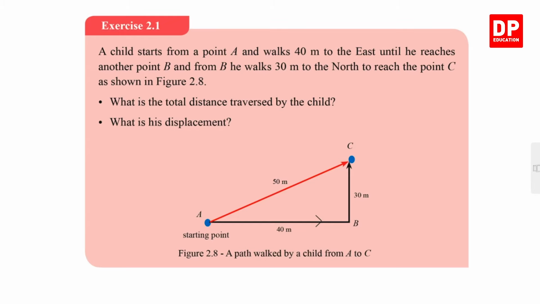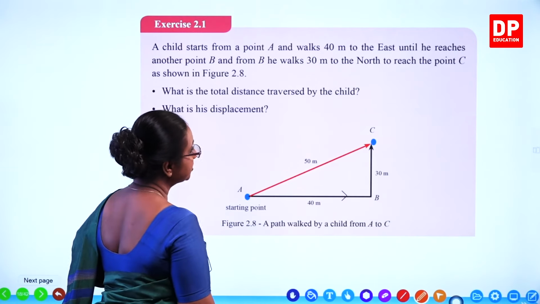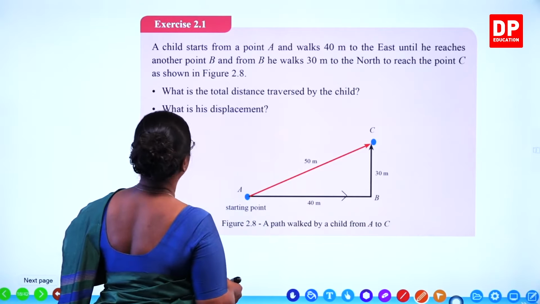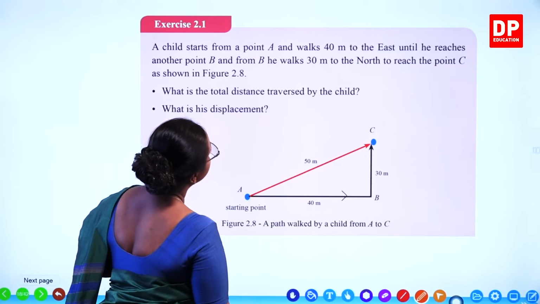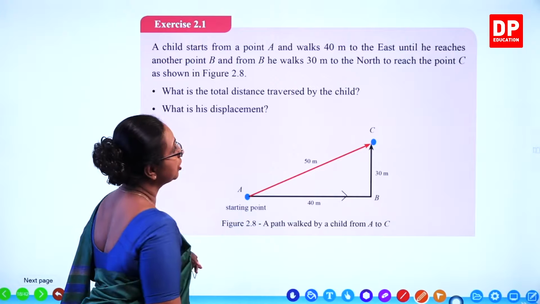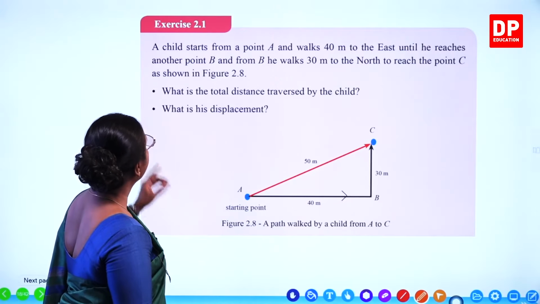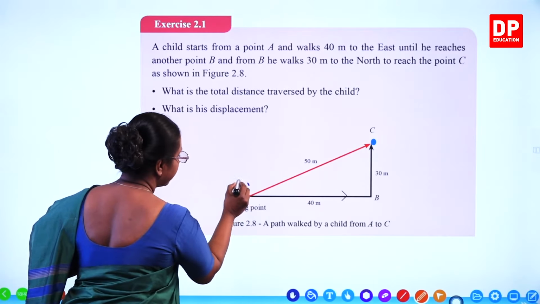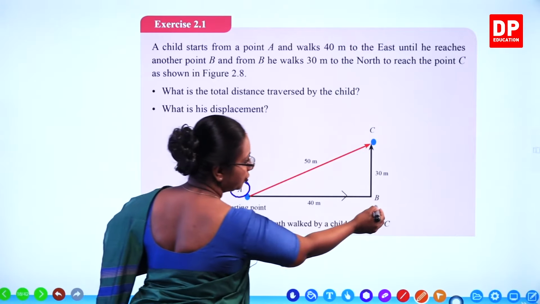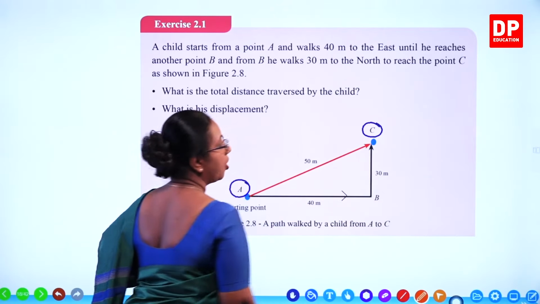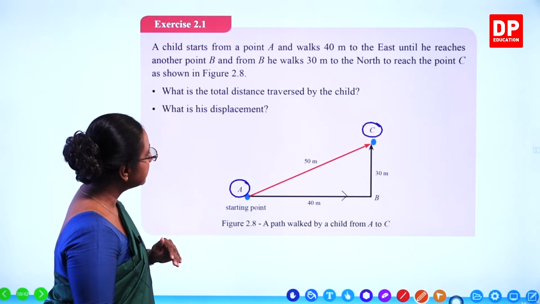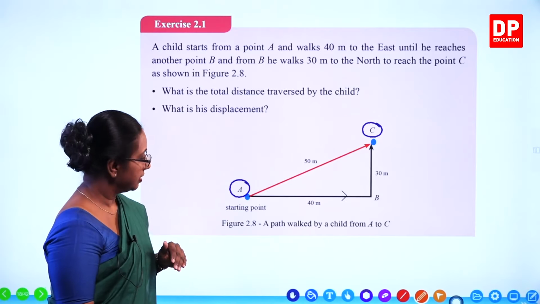This is from your textbook. A child starts from point A, walks 40 meters to the east until he reaches another point B. And from point B, he walks 30 meters to the north to reach the point C as shown in figure 2.8. So, as you can see, the starting point is A, he goes to B, and the final point or the destination is C. What is the total distance traversed by the child?